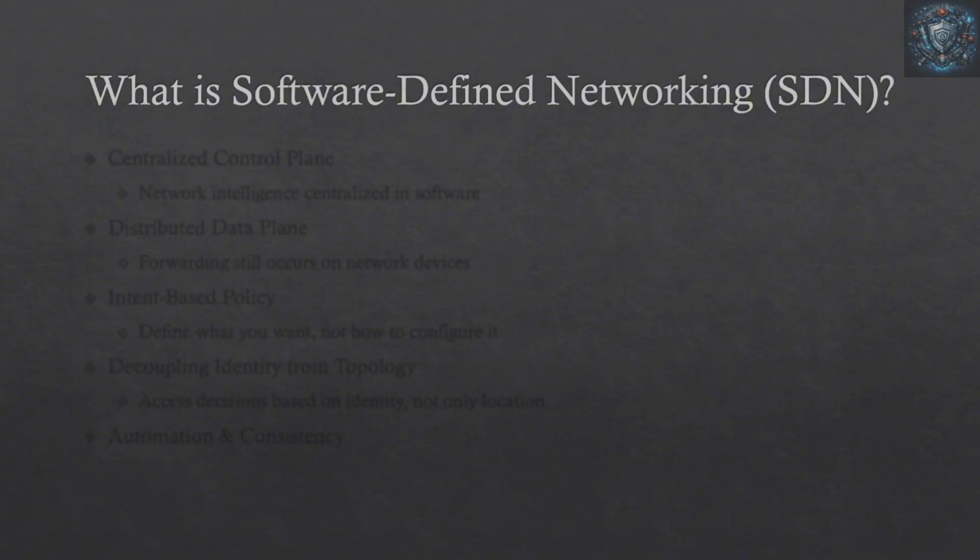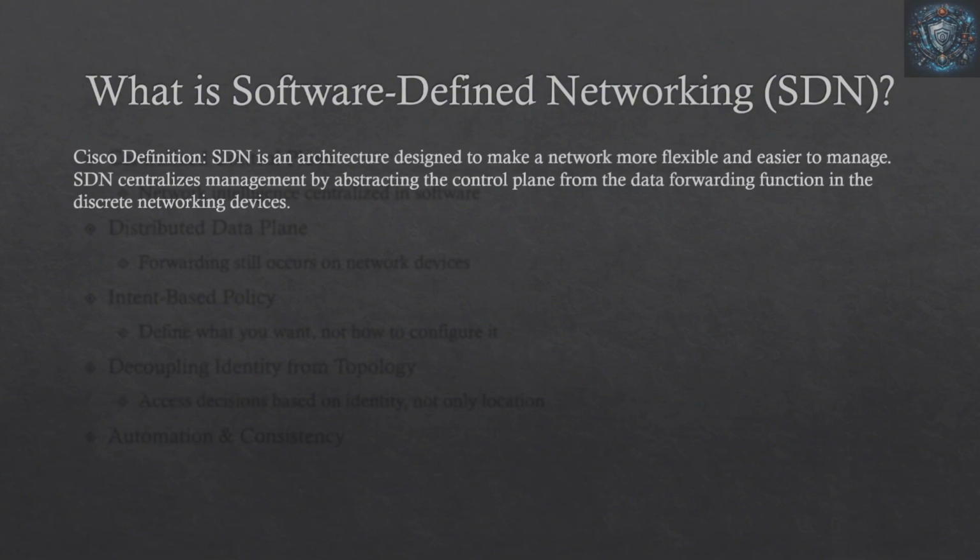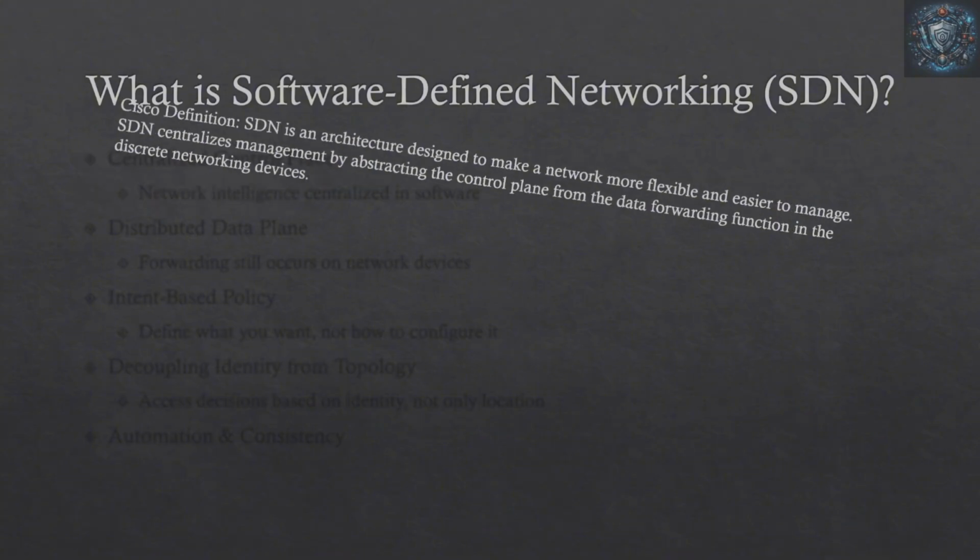So basically, you, as the administrator, will tell the software controller, hey, I want the switch to be able to do XYZ. And the controller goes beep, boop, beep, boop, and spits out a configuration for that switch, router, firewall, whatever's being managed by the controller. So with that being said, the Cisco definition of SDN is an architecture designed to make a network more flexible and easier to manage. SDN centralizes management by abstracting the control plane from the data forwarding function in the discrete network services.